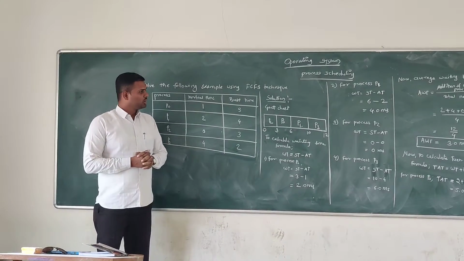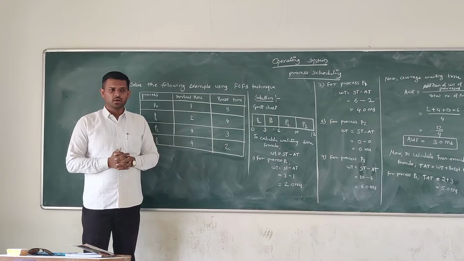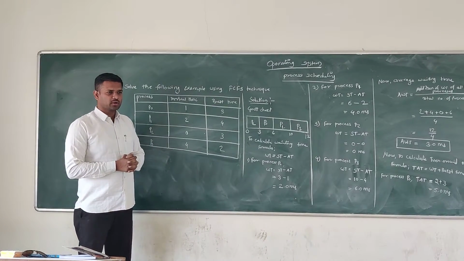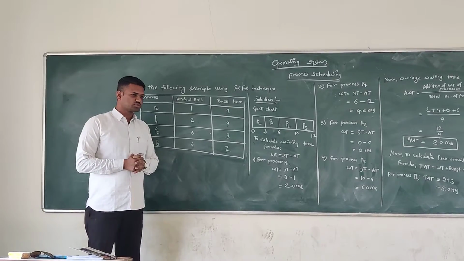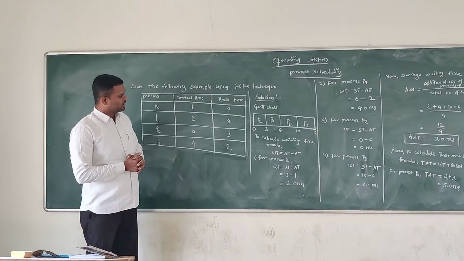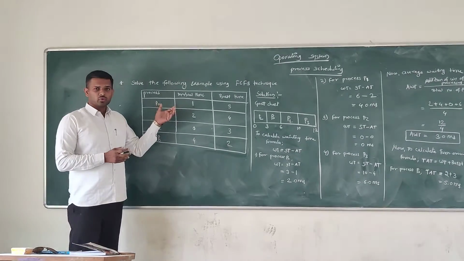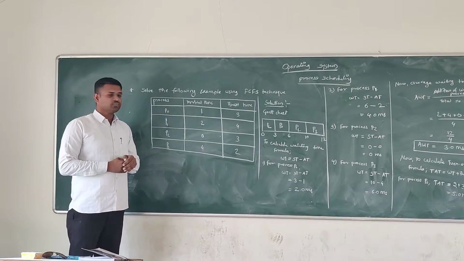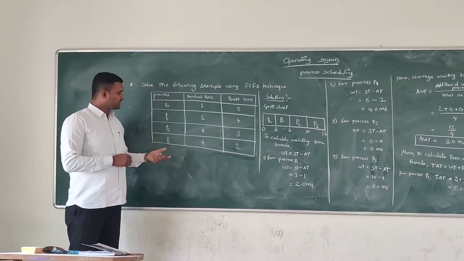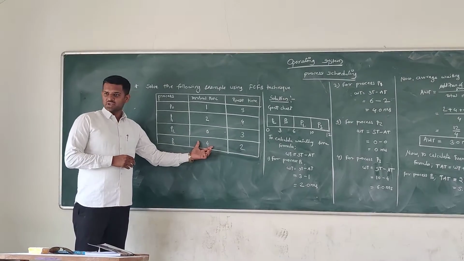About process scheduling, particularly in the FCFS technique. We are going to calculate the average turnaround time and average waiting time of all processes which are given to solve. First of all, the question will ask like this: solve the following example using FCFS technique. In the question paper, this type of question is assigned for you.